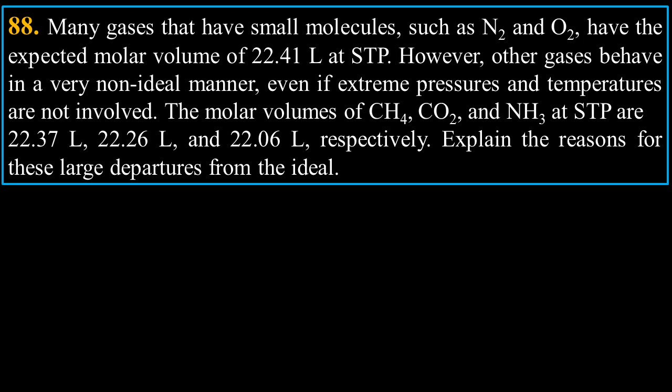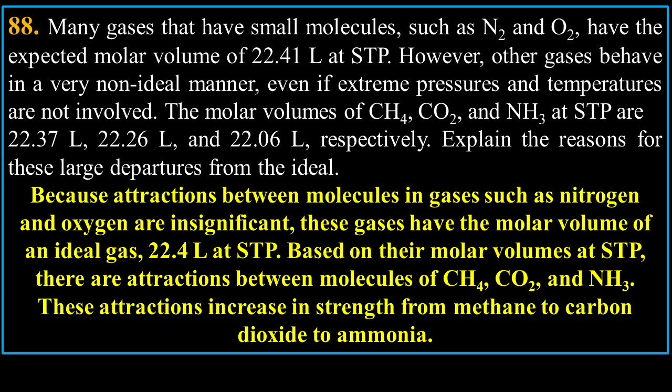Many gases that have small molecules, such as nitrogen and oxygen, have the expected molar volume of 22.4 liters at STP. However, other gases behave in a very non-ideal manner, even when extreme pressures and temperatures are not involved. The molar volumes of methane, carbon dioxide, and ammonia at STP are 22.37 liters, 22.26 liters, and 22.06 liters, respectively. Explain the reason for these large departures from the ideal.